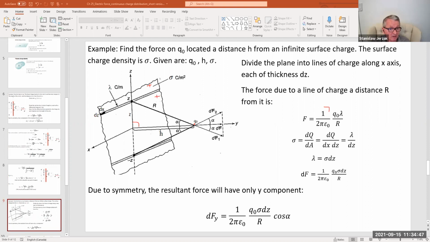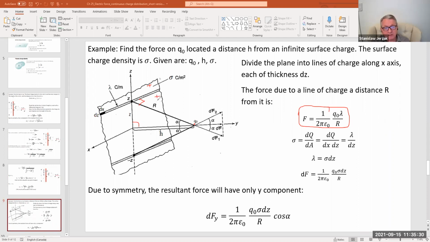Each line of charge would be very thin, let's say thickness dz, and because the plane is infinitely large, each of these lines would be infinitely long. And let's say this line of charge produces a force acting on Q0 of this magnitude, which we just derived previously: F is equal to that constant times Q0 lambda divided by capital R, where capital R is the perpendicular distance. This is 90 degrees. This is the radial direction. And that single line of charge repels Q0 with this force, which is called here dF1, in the radial direction. The force is given by this expression.